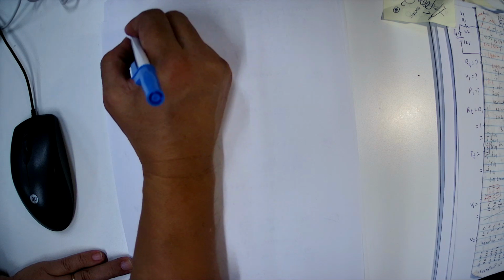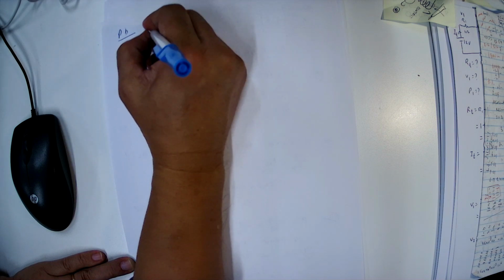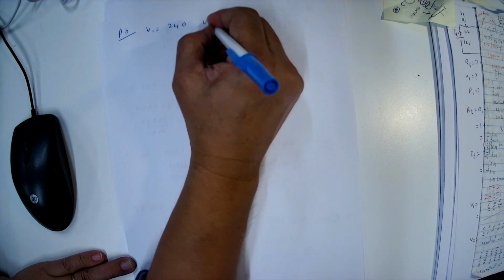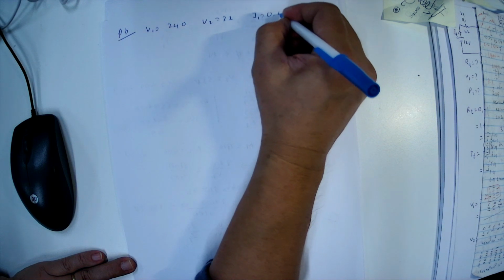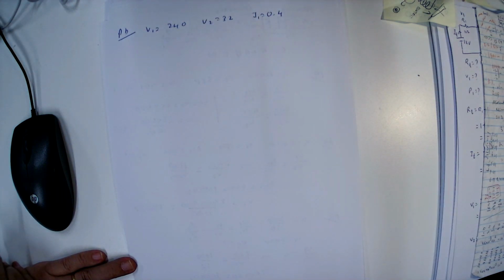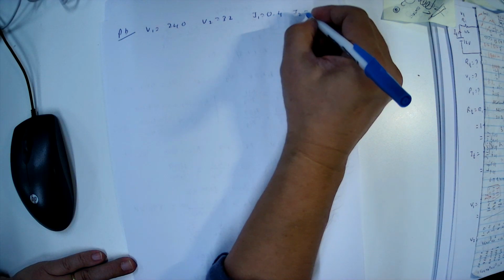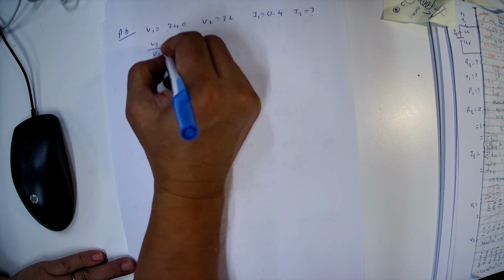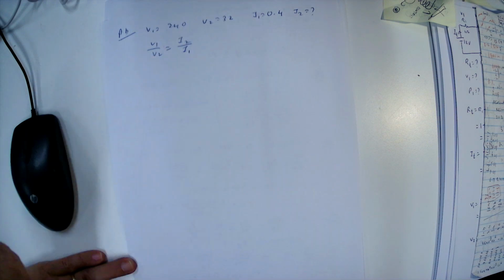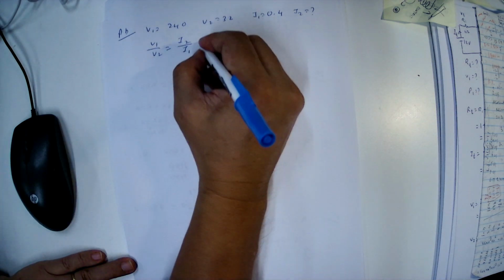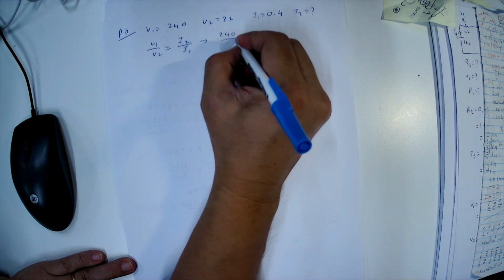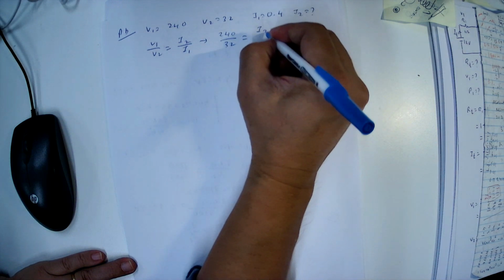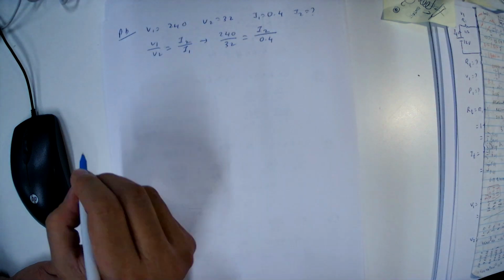So V1 is 240, V2 is 32 volt. Primary current is 0.4 ampere, so I1 equal to 0.4. We need to calculate the secondary current. I2 is unknown, so we write down the equation: V1 by V2 equal to I2 by I1. Then we substitute V1 240, V2 32. I2 is unknown, I1 is 0.4. Therefore, we can calculate I2.